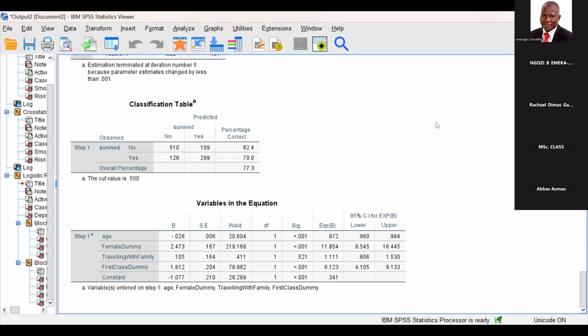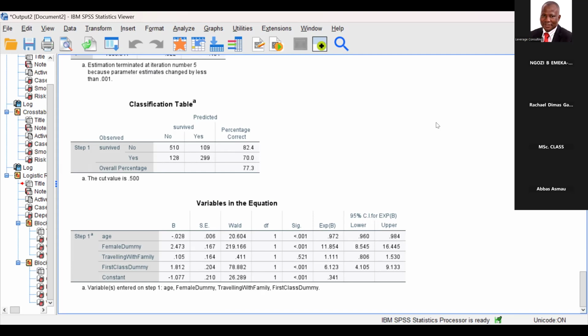Any question? When you are showing your multiple regression, there are things you don't need to show. You can remove beta, standard error, Wald statistic, and degrees of freedom. Put the p-value, put the exponential of B, which you call the odds ratio, and the 95% confidence interval, lower and upper. You put it like that.